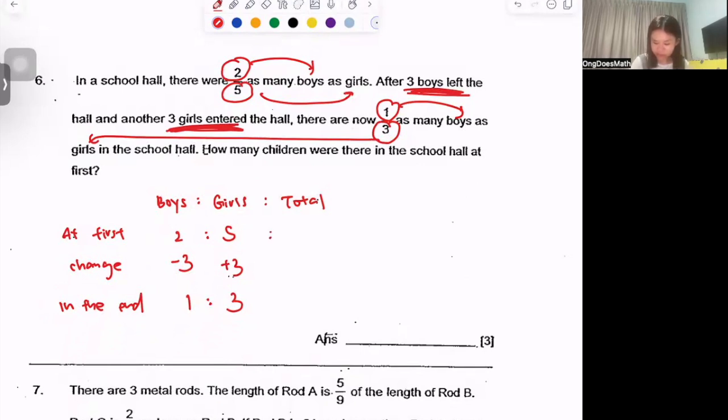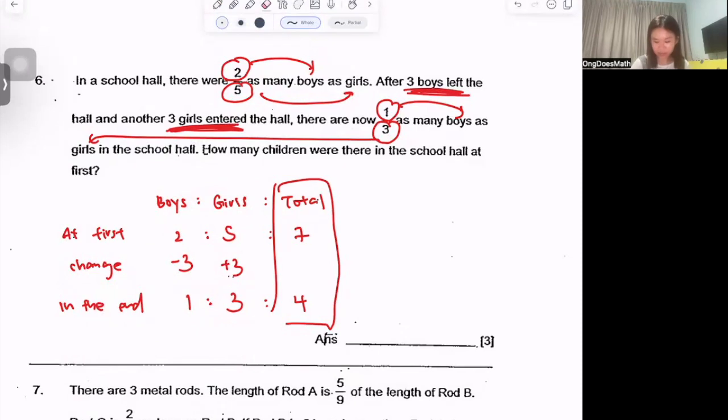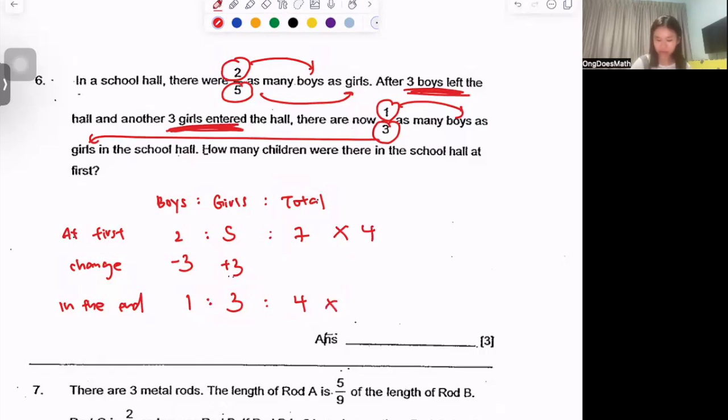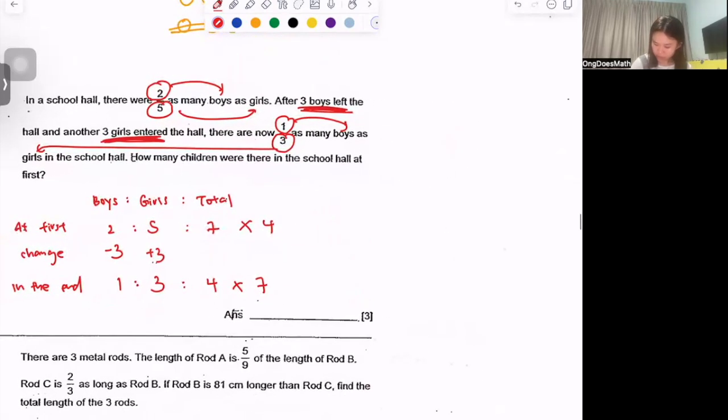So total at first is 7 units, and total in the end is 4 units. Now can you see that there's a misalignment? Total cannot be 7 and 4 at the same time, they must be the same. So we need to do some manipulation. To the first row, we have to multiply the whole thing by 4. And to the last row, we have to multiply everything by 7.